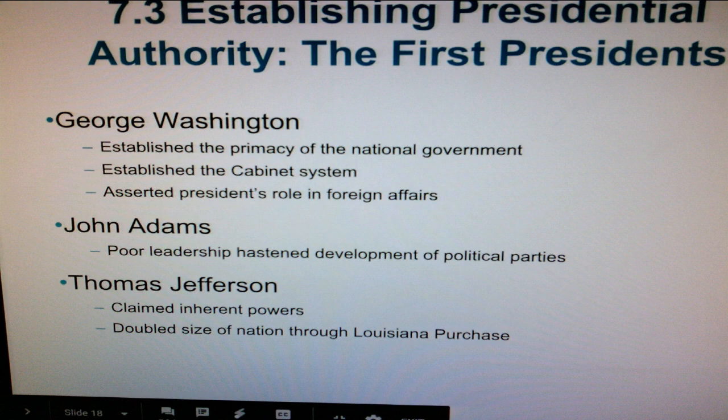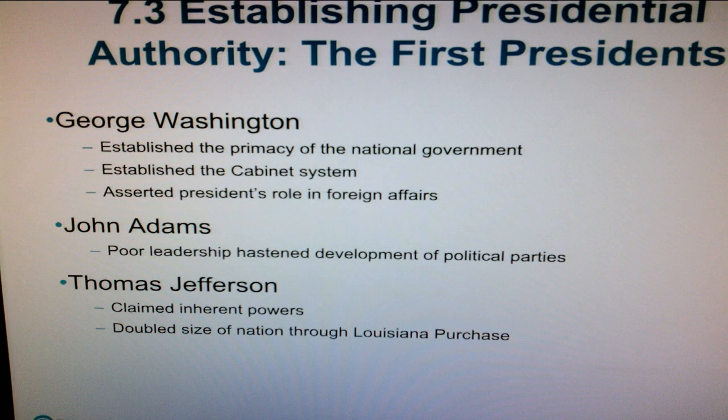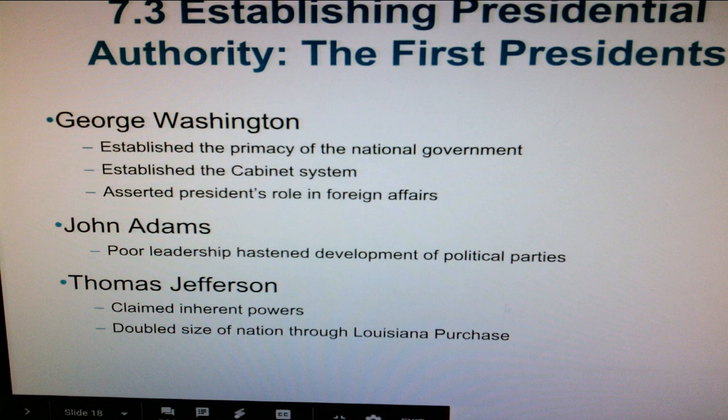What happens during Adams' presidency, ironically, since Thomas Jefferson is his vice president, remember we don't have the 12th Amendment yet, so the person who got second becomes vice president, is we see the growth of political parties and a huge political divide between Democratic Republicans and the Federalists.